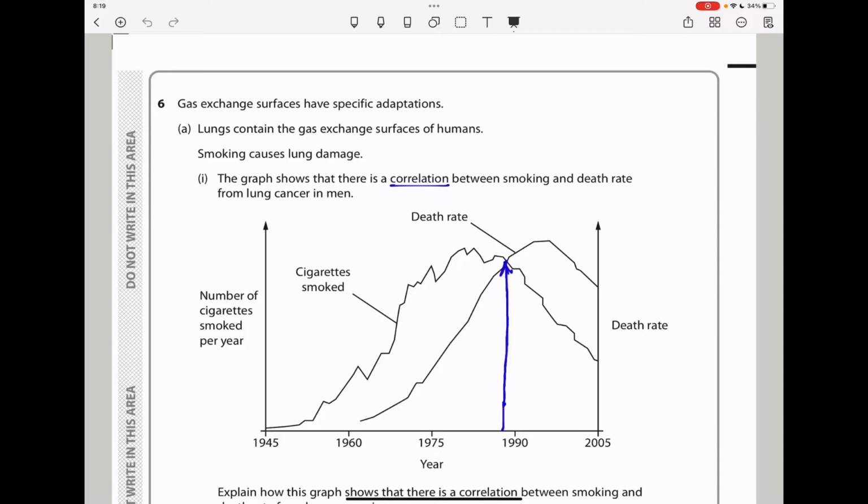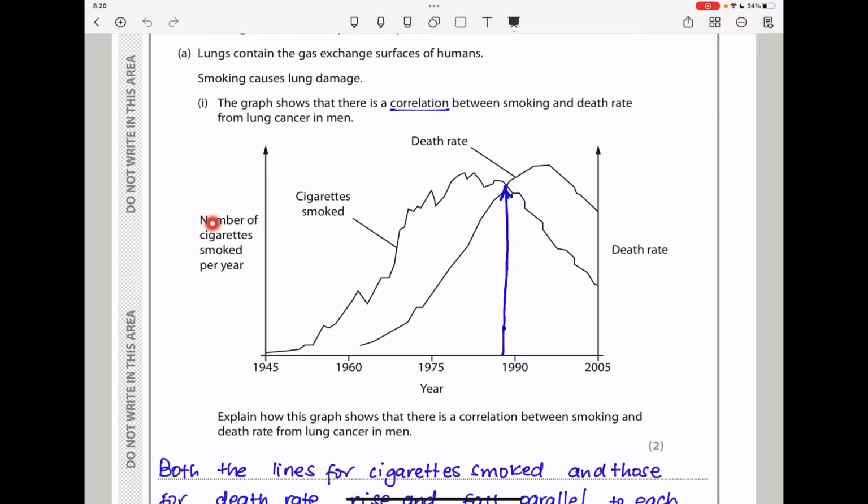Question 6. Gas exchange surfaces have specific adaptations. Lungs contain the gas exchange surfaces of humans. Smoking causes lung damage. The graph shows that there is a correlation between smoking and death rate from lung cancer in men. So the vertical axis has the number of cigarettes smoked per year, and the horizontal axis has the different number of years. We can see the cigarettes smoked, and we can see the death rate. Of course, we can see as the number of cigarettes smoked increase, we see there is an increase in death rate, and when those go down, there is a decrease in the death rate, although there is a lag in between the two.